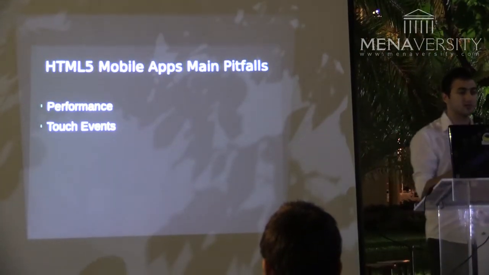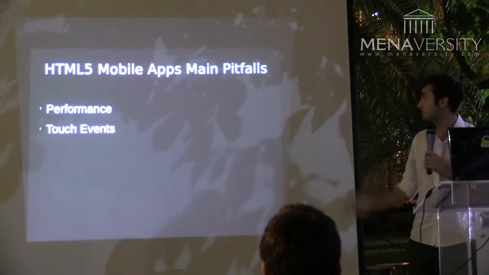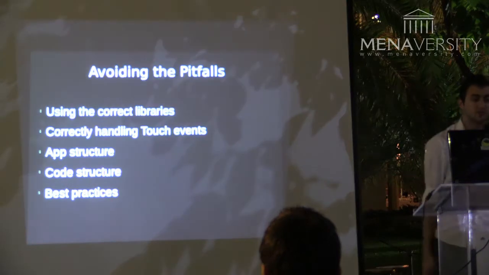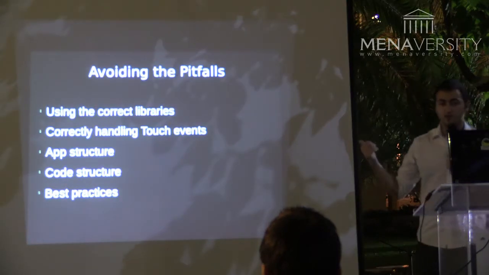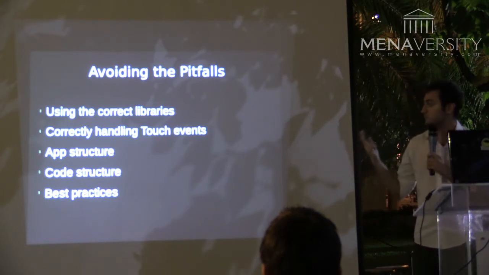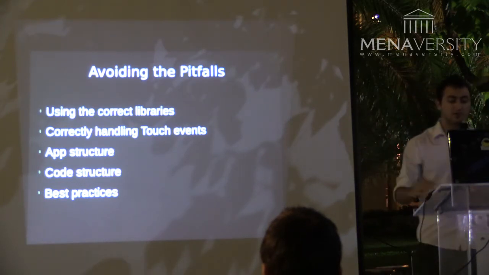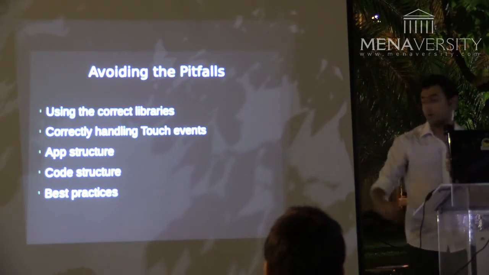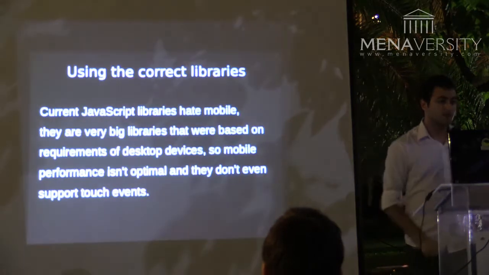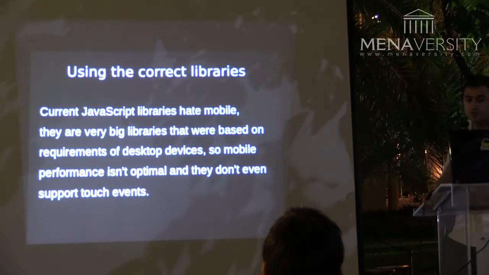Performance and touch events. Those are the two main pitfalls for HTML5 mobile applications. But how can you avoid these pitfalls? We have to use the correct libraries. We have to correctly handle touch events, optimize the app structure, optimize the code structure, and finally follow best practices. I'm going to talk about all these steps in the following slides. Let's start by using the correct libraries.